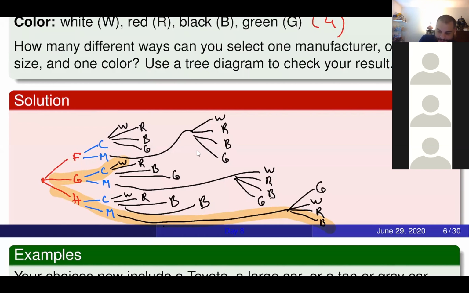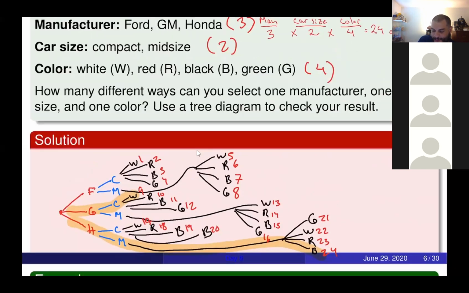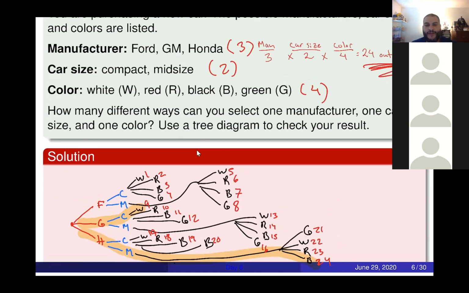So here you go: 1, 2, 3, 4, 5, 6, 7, 8, 9, 10, 11, 12, 13, 14, 15, 16, 17, 18, 19, 20, 21, 22, 23, and 24, which matches up with this. So we said we should have 24 outcomes. All right, and that's it for that last problem. Any questions for that one? All right, sweet.